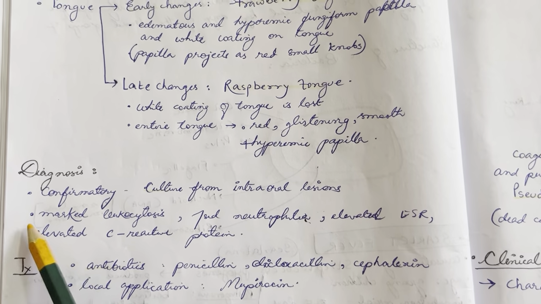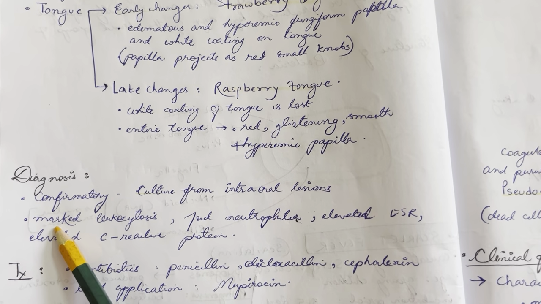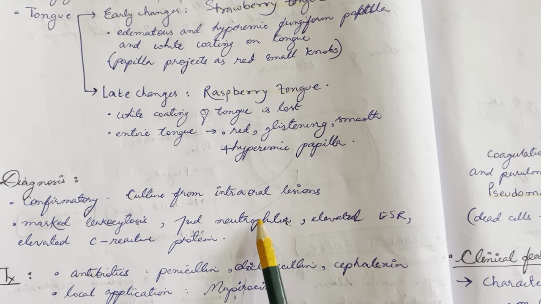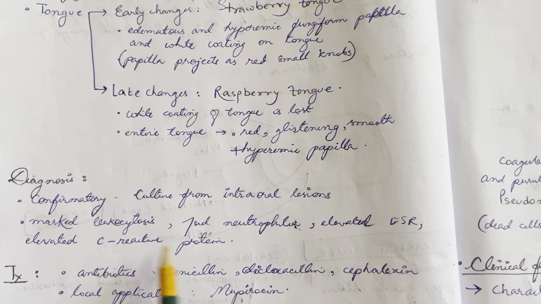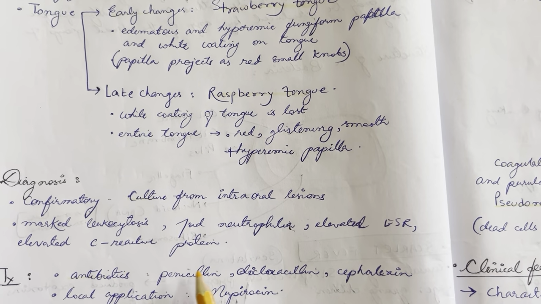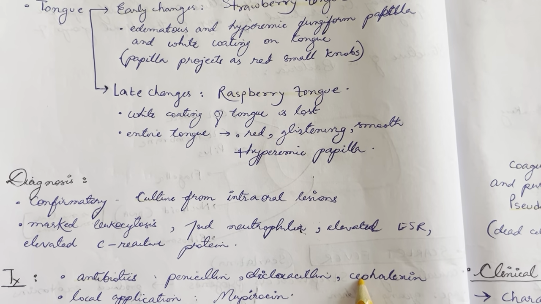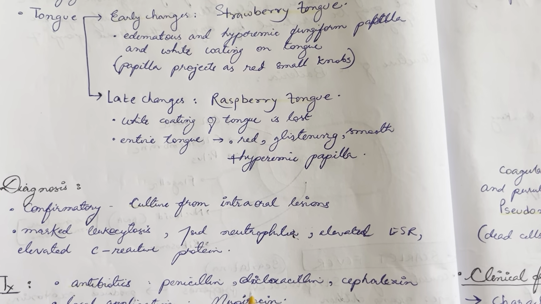Coming to the diagnosis, confirmatory is by culture from the intraoral lesions. Other blood findings such as marked leukocytosis, increased neutrophils, elevated ESR and elevated C-reactive protein can also be found. In the treatment we give antibiotics such as penicillin, dicloxacillin and cephalexin, and local application of mupirocin may also be done. So this is scarlet fever.